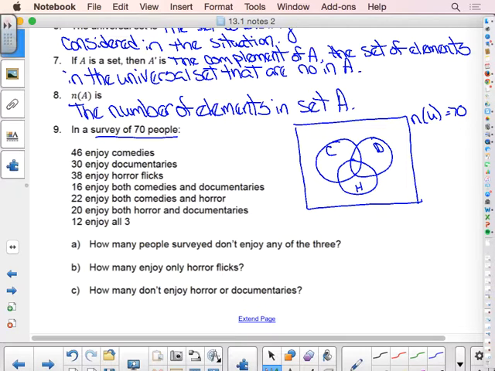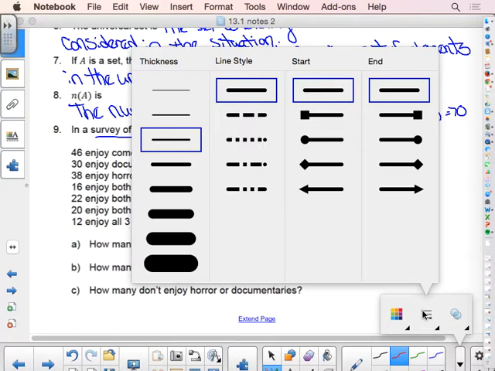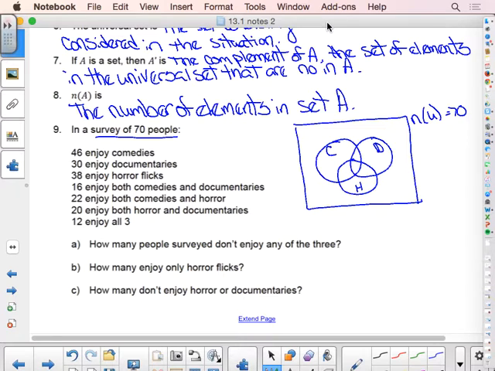When we start looking at this, I would start at the bottom. It said 12 people enjoy all three. So that's the intersection of all three sets. That's going to fall right here. There are 12 people that enjoy all three.